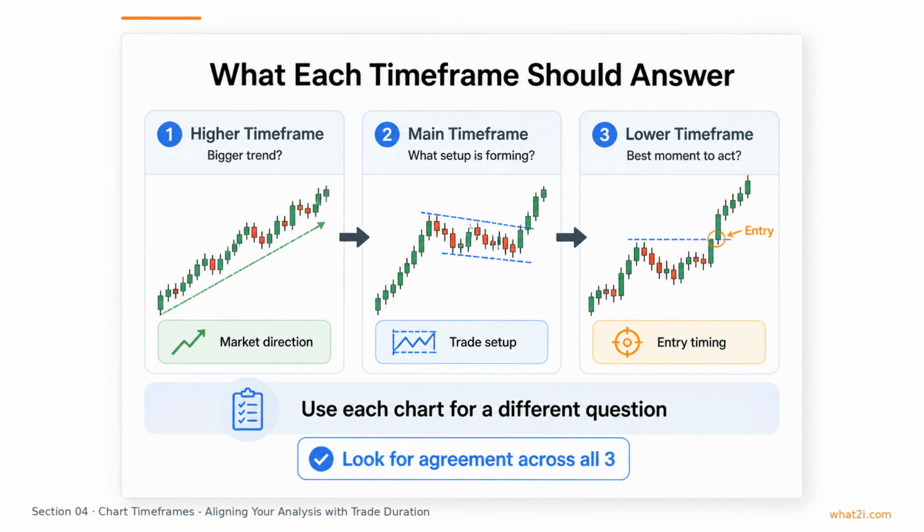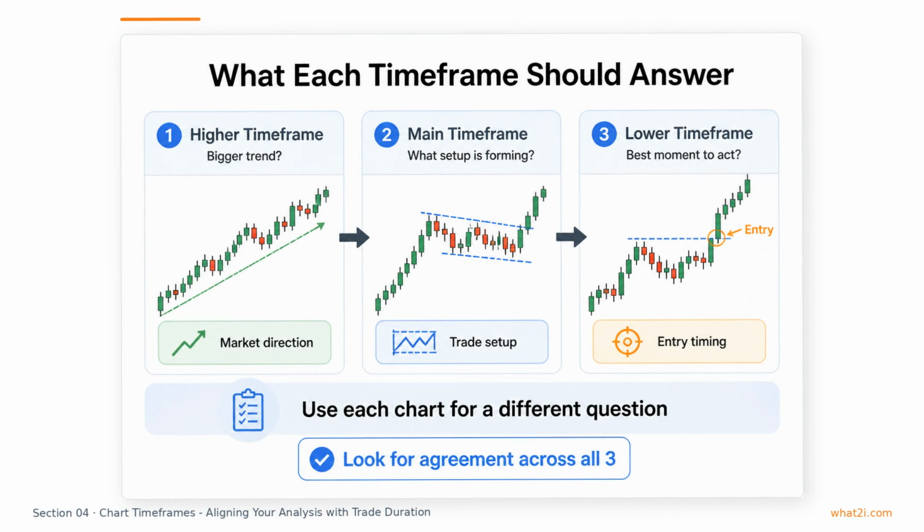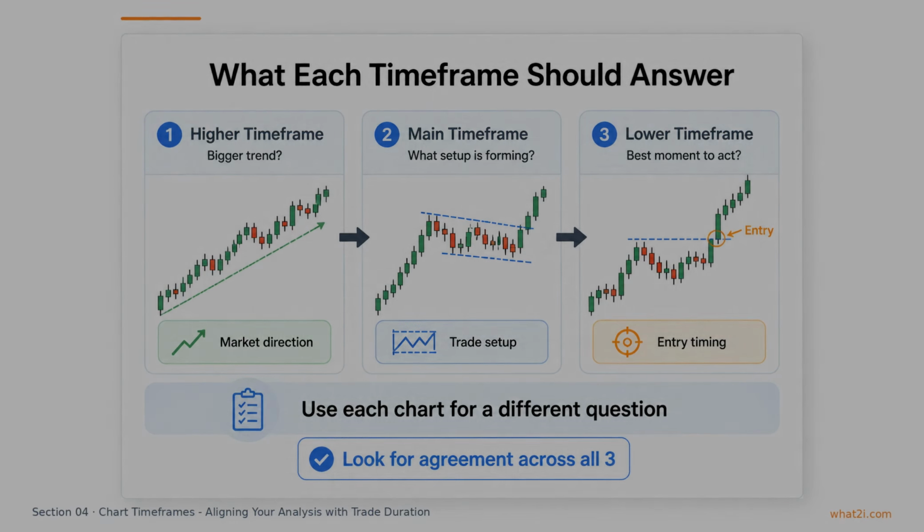Multiple time frame analysis works best when each time frame answers a different question. The higher time frame should tell you the bigger trend and overall market context. The main time frame should show you whether a usable setup is actually forming. The lower time frame should help you decide when the timing is favorable enough to act. When all 3 are answering their own question, the analysis becomes much more organized. You are not looking at multiple charts just to collect more opinions. You are using them to build a complete view from direction to setup to execution.